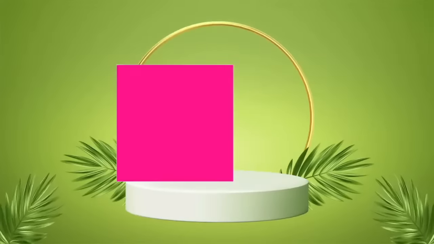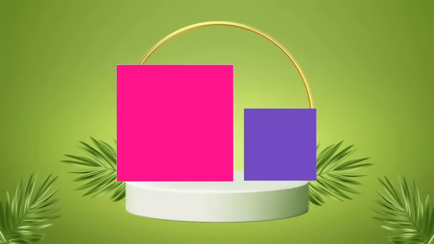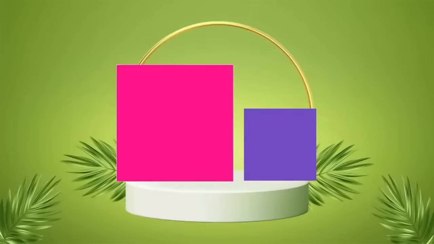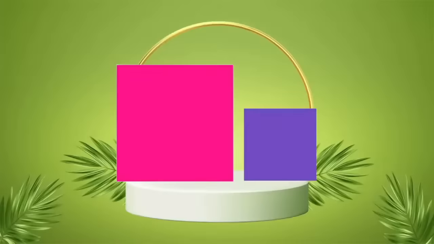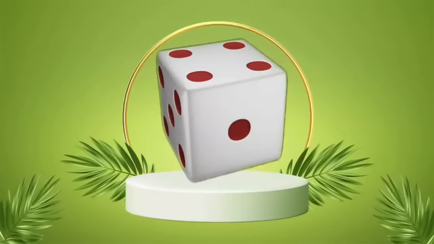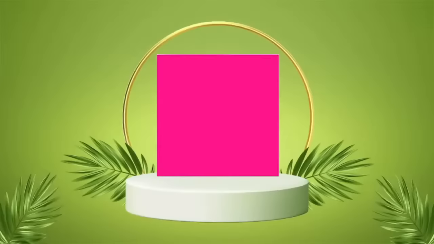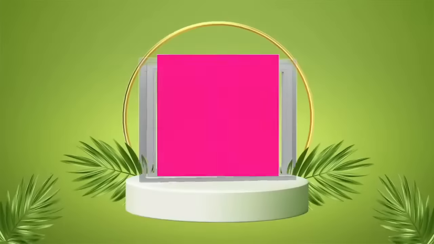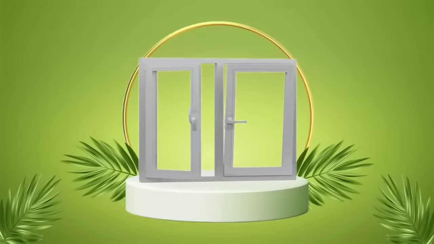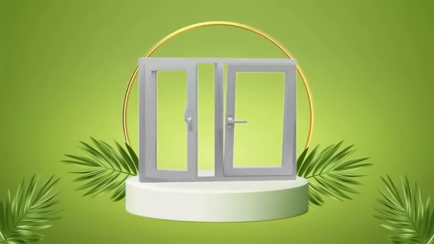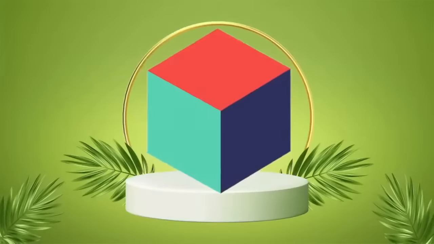A big square, a little square, four equal sides and right angles. A square turns into a dice. Oh, a regular square. A square turns into a window. Oh, a regular square.